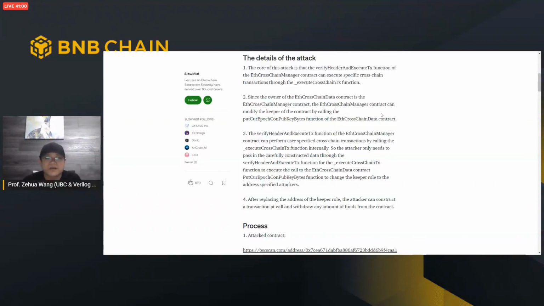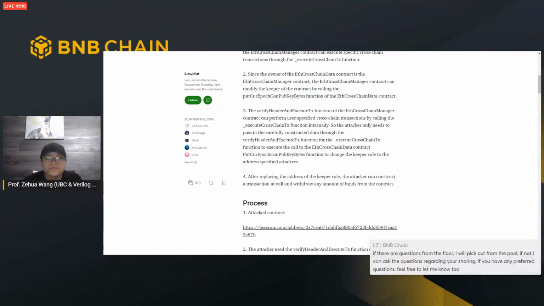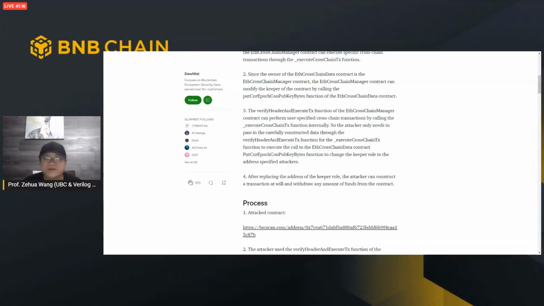This manager contract can modify the keeper of the contract by calling this function inside this contract. The verify header and execute transaction function of this manager contract can perform user-specific cross-chain transactions by calling this cross-chain transaction function internally. So the hacker only needs to pass in carefully constructed data through the verify header and execute transaction function for this cross-chain transaction function. Then this transaction executes the call to the Ether cross-chain data contract, and eventually it can change the keeper role to the address specified by the hacker.